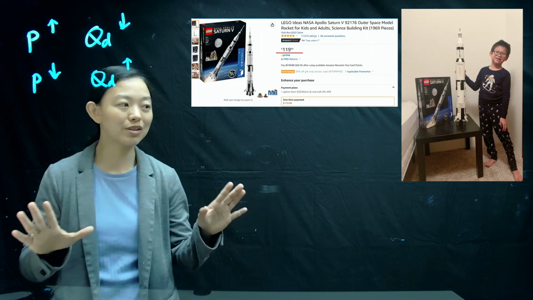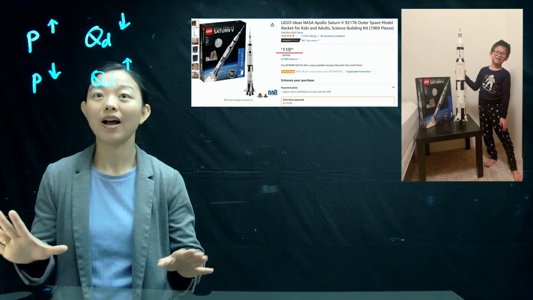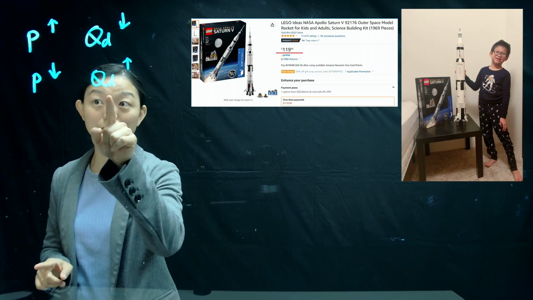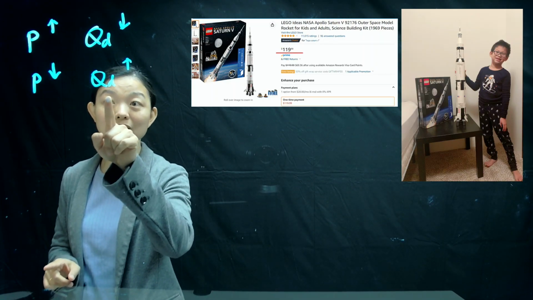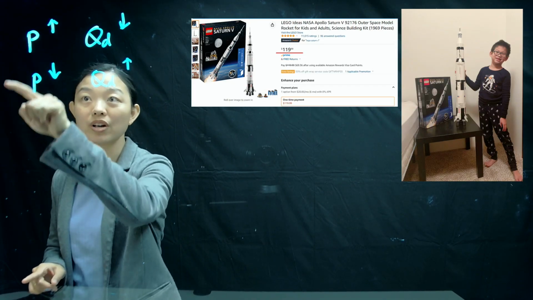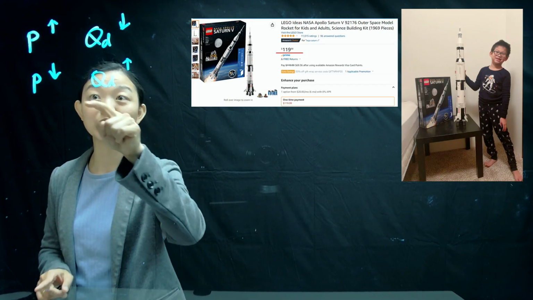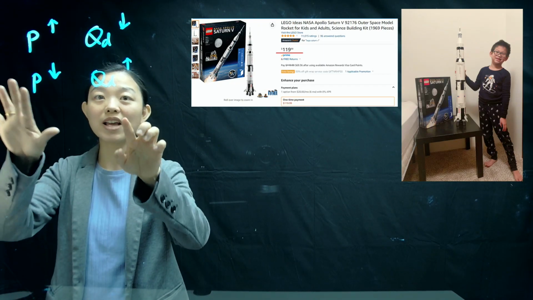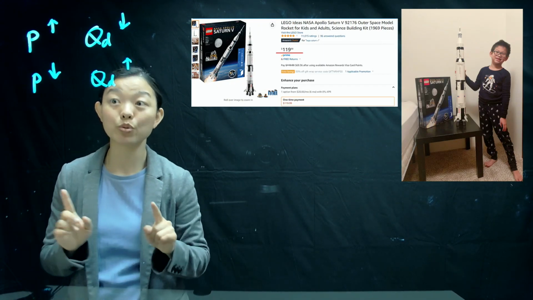So you can see from this example, I explained that the quantity demanded of a good is the amount of the good that buyers are willing and able to purchase. When the price decreases, your quantity demanded of the good increases. Price and quantity demanded are negatively related.